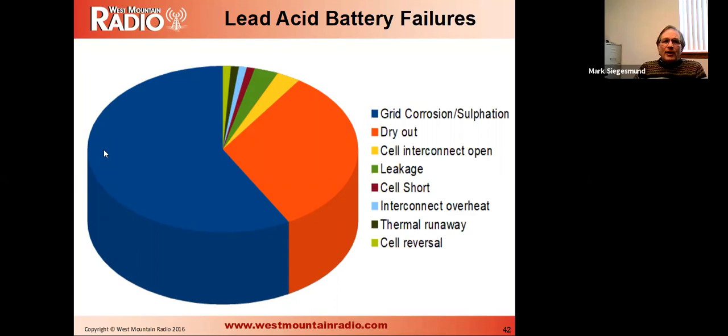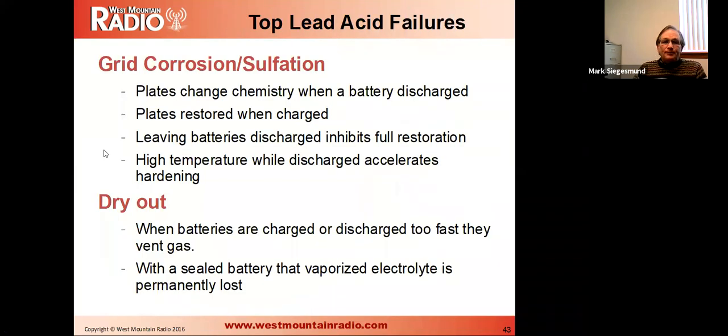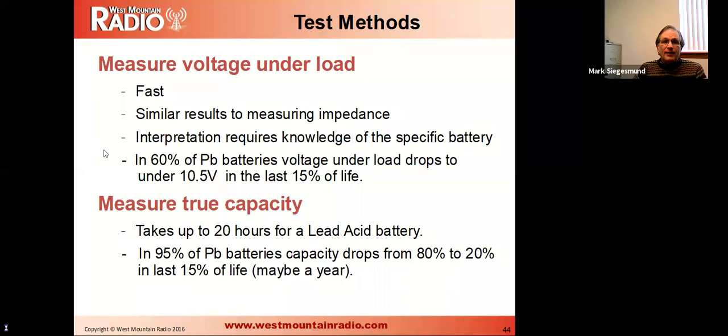Dry out, we talked about the venting of the battery, how it vents some acid. Eventually too much of that acid gets vented and there's not enough acid for the battery to be effective. Those are the two biggest reasons that the batteries will die. I think I just described this slide.